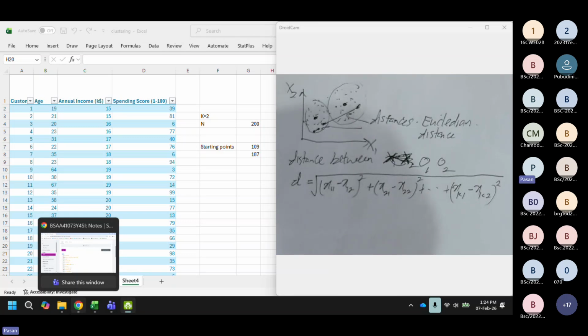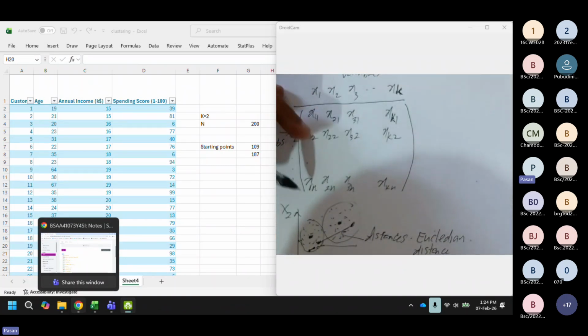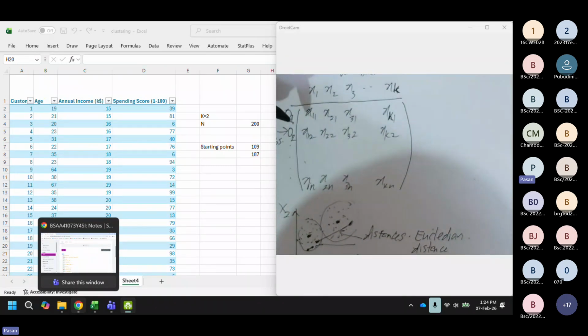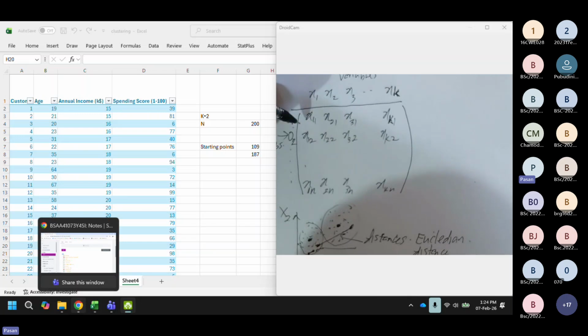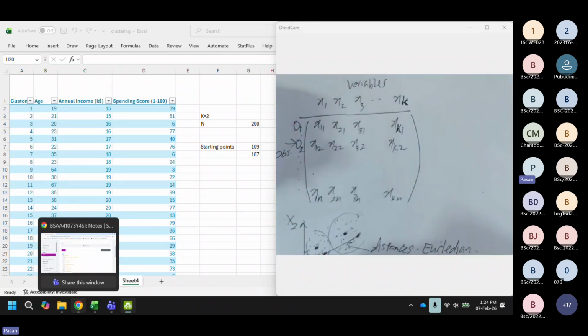Like that, once you have a data set like this, if you have n observations, then we can find the n by n number of distances, right? Between the first one and second one, first one and third one, and so on, and first one and nth one. We can find all these distances, and then we can represent them as a distance matrix as well.